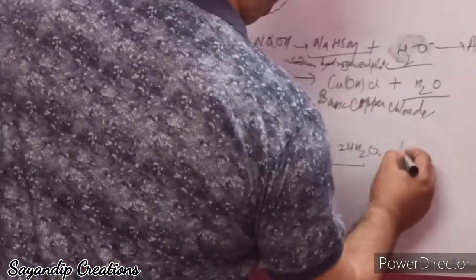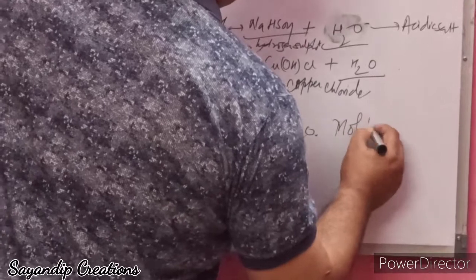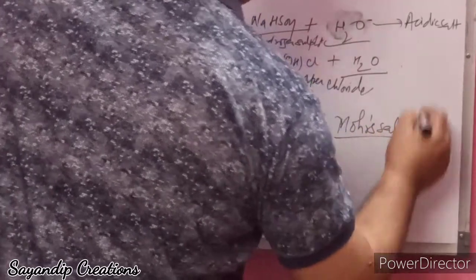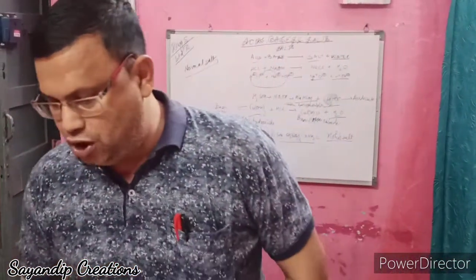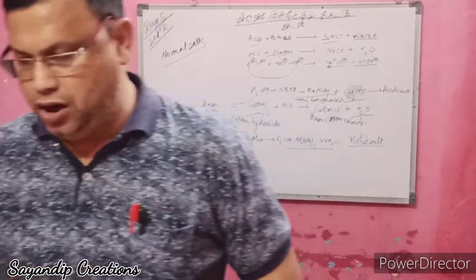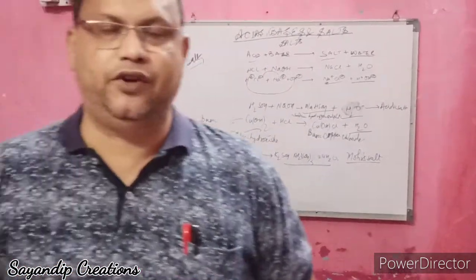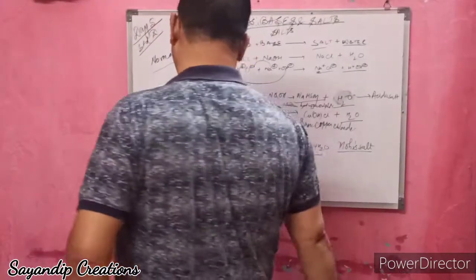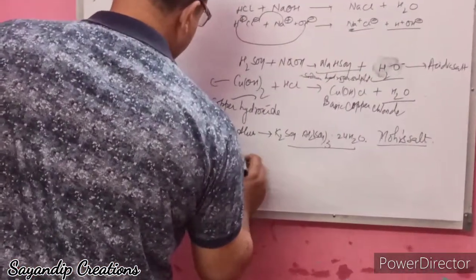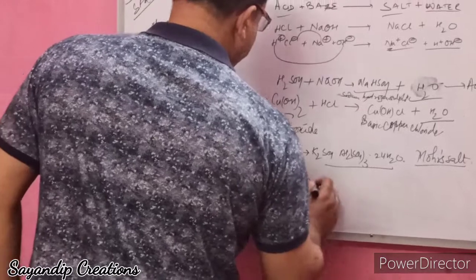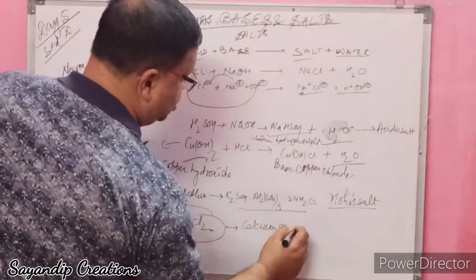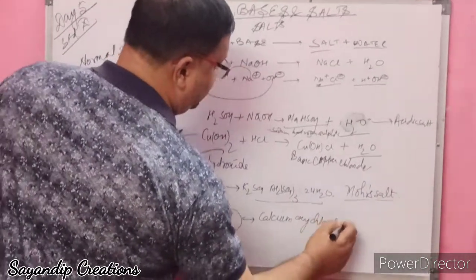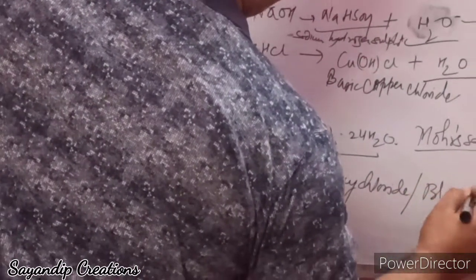One more name I am giving, you try to find out the formula. Mohr's salt. What is the formula of this? And the last one is the mixed salt. A mixed salt contains more than one cation or anion. For example, bleaching powder, CaOCl2, calcium oxychloride, or you can say bleaching powder.